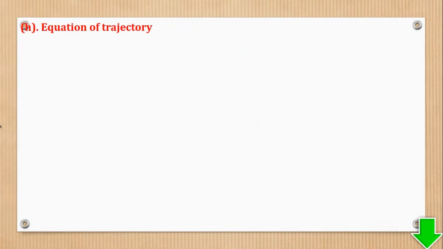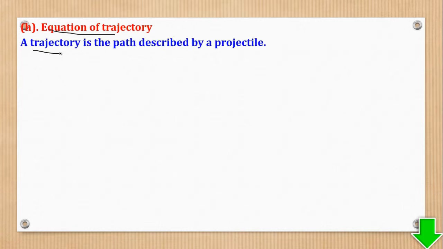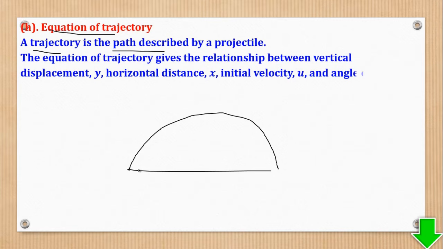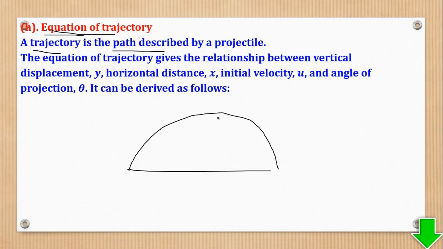Then another one is called the equation of trajectory. So equation of trajectory, first of all, what is a trajectory? A trajectory is the path described by a projectile. So in this case, when we drew this diagram, this path is what we call a trajectory. So with this word equation of trajectory, we were looking for an equation which can give us this path.